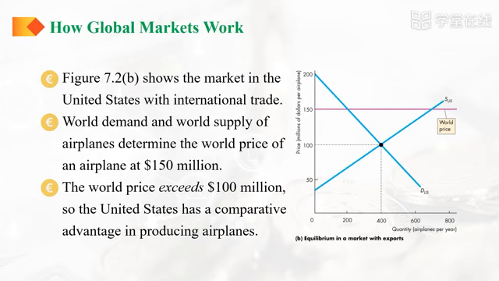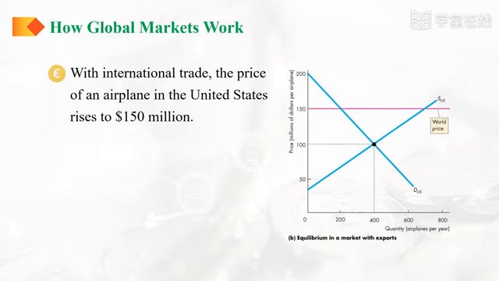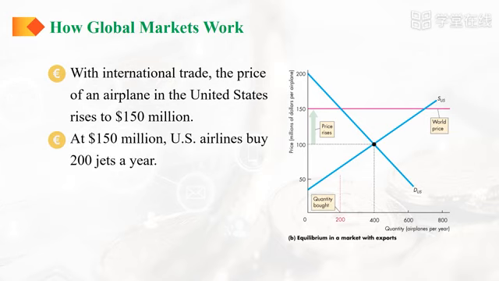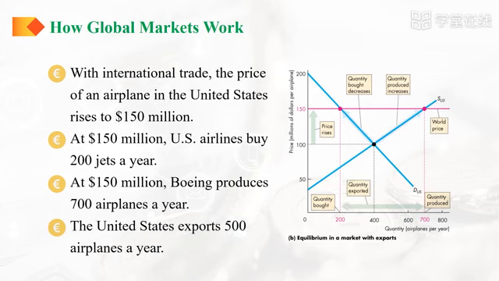The US demand curve D_US tells us that at $150 million an airplane, US airlines buy 200 airplanes a year. The US supply curve S_US tells us that at $150 million an airplane, US aircraft makers produce 700 airplanes a year. The quantity produced in the US, 700 a year, minus the quantity purchased by US airlines, 200 a year, is the quantity of airplanes exported, which is 500 airplanes a year.